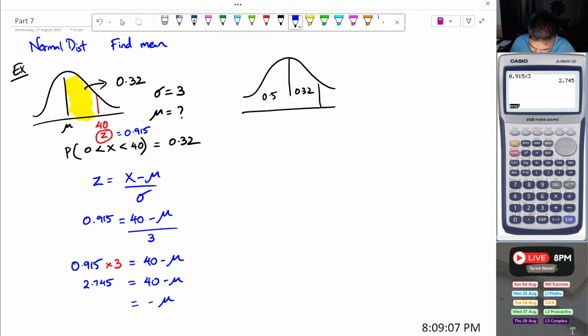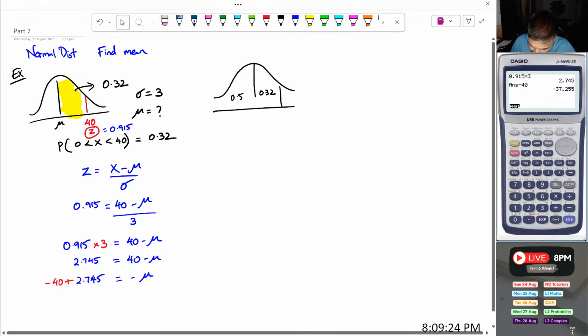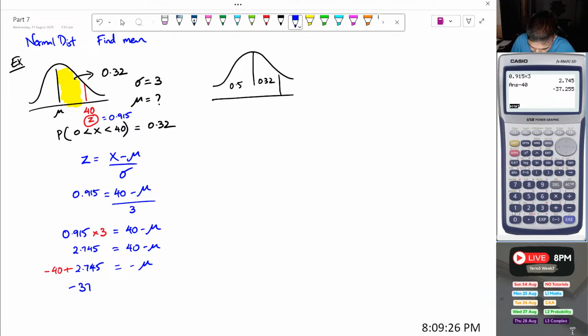So the 40 comes down to this side, and it becomes minus 40. So I'm going to get minus 40 plus 2.745. So minus 40, that's going to give me an answer of negative 37.255 equals negative mean, which means the mean is equal to 37.255.